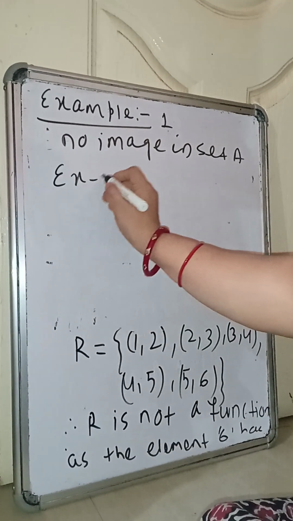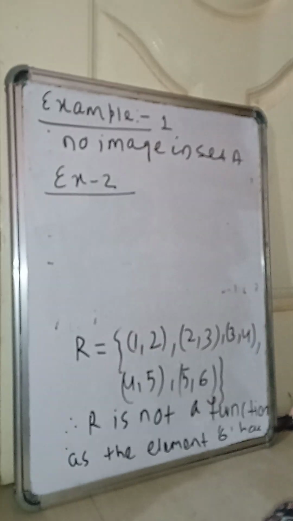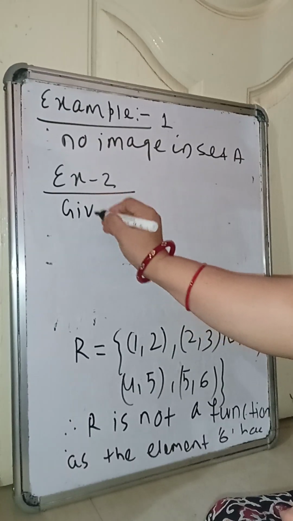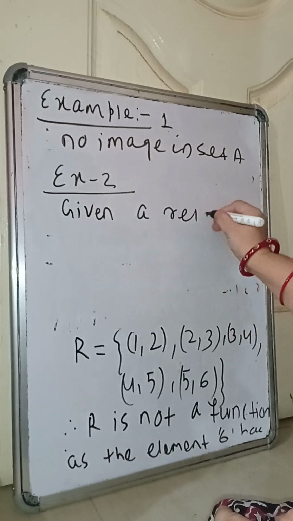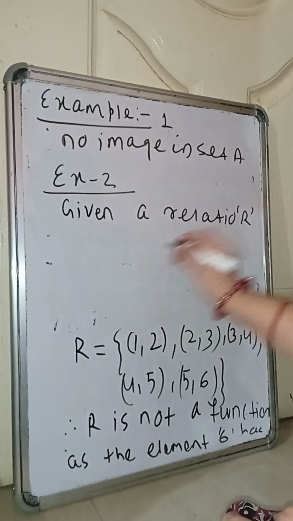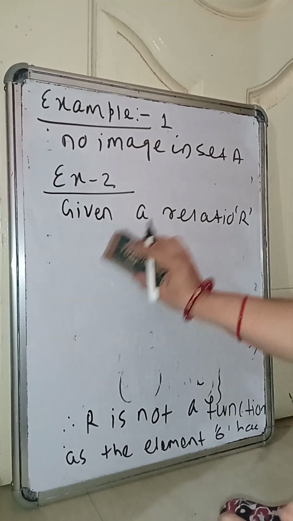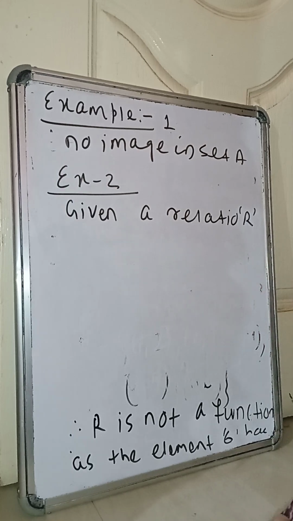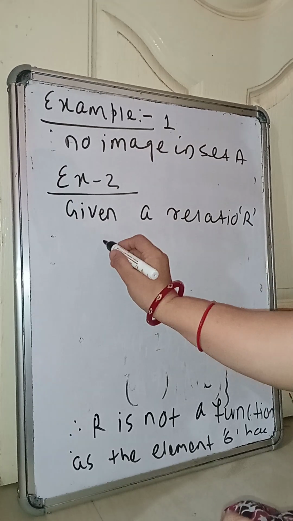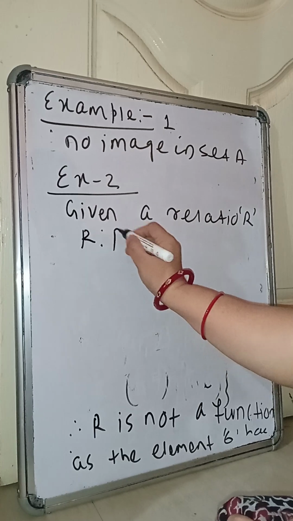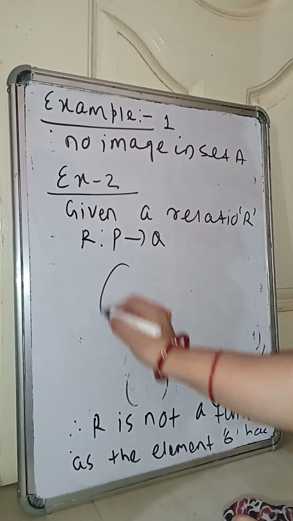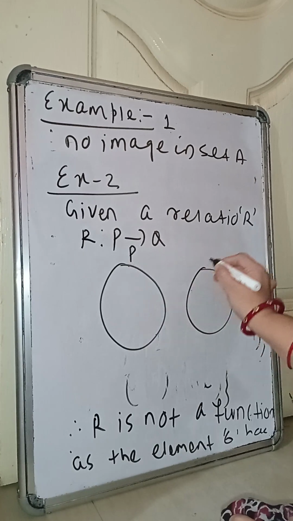Next, example 2. Let us define a relation like this. You know, you can represent a relation in set builder form, in roster form, also in pictorial form, and graphical form. Suppose you are given a relation graphically. Given a relation R from P to Q, here this is the P set and this is your Q set.